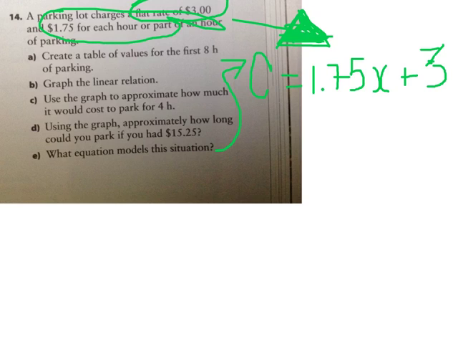Okay, so I take the information and I look at A, and it says create a table of values for the first 8 hours of parking. So if I'm going to create a table, the easiest way to do it is a T-chart. And I got to think of which is independent and which is dependent. I look for time. Time is almost always independent. Almost always, not always. So my X will be equal to my time in hours.